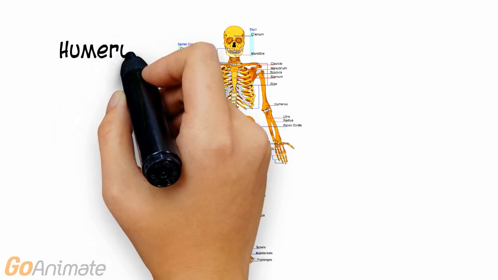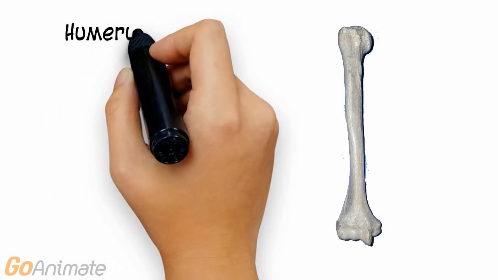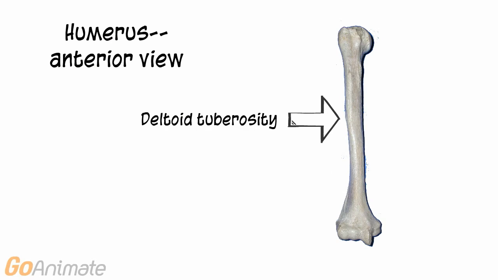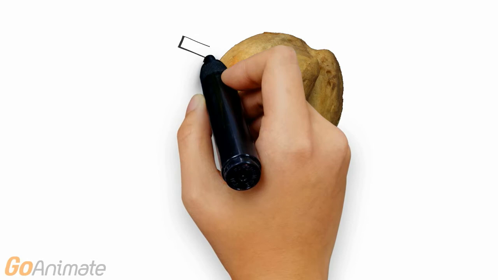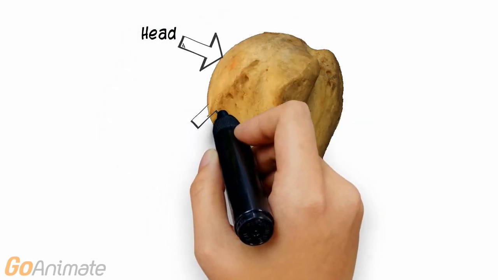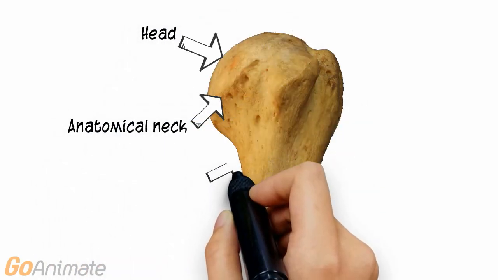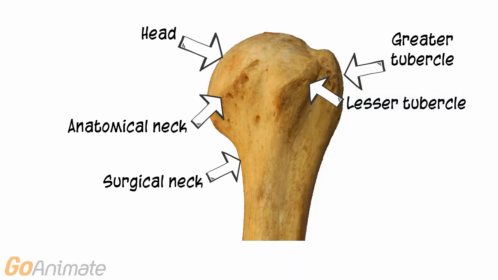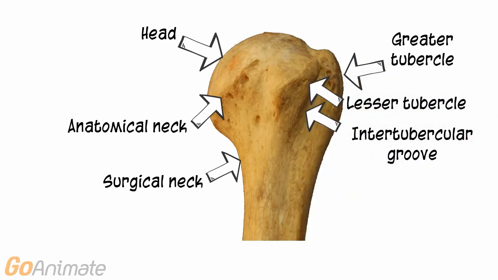Let's examine the humerus next. Here is an anterior view of the humerus. We can see a ridge of bone called the deltoid tuberosity. Here is a close-up of the proximal portion of the humerus, showing the head, anatomical and surgical necks. Here we can see the greater and lesser tubercles and the groove between them called the intertubercular groove.